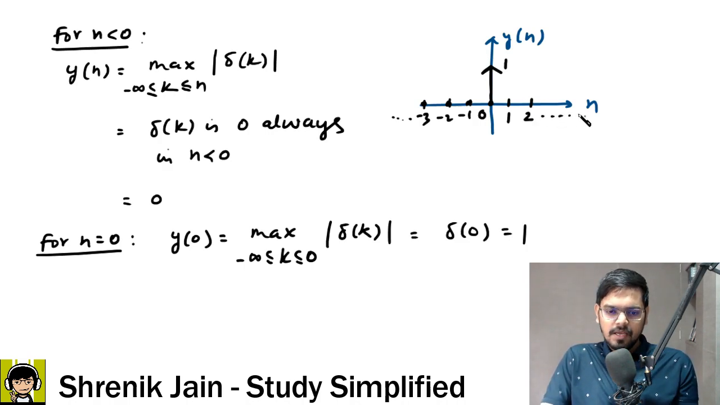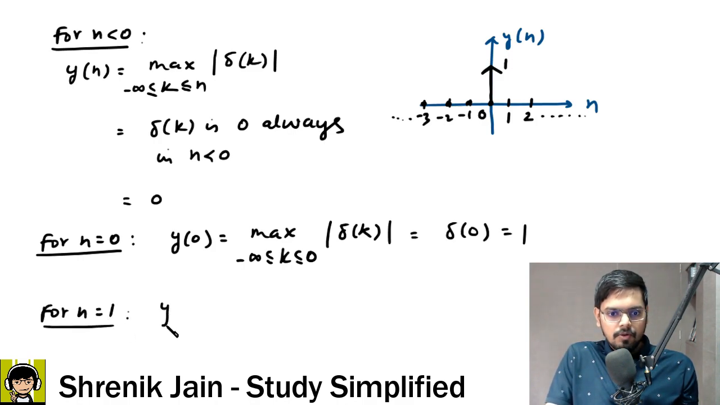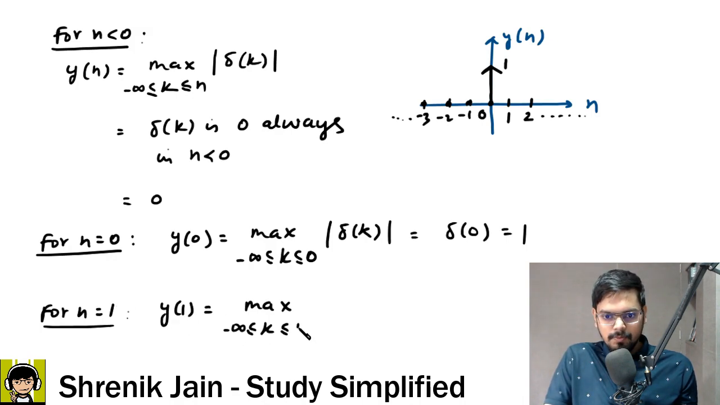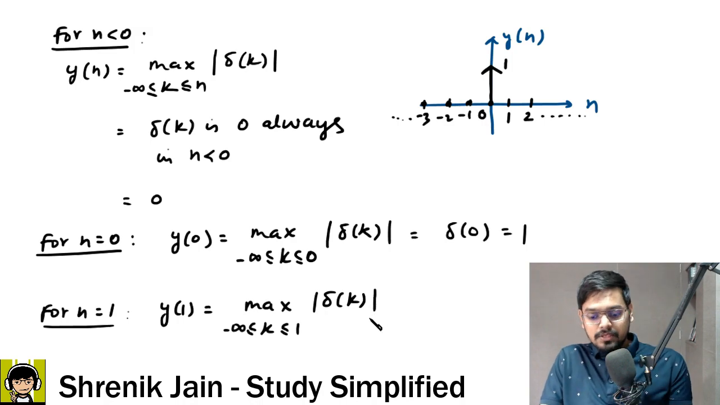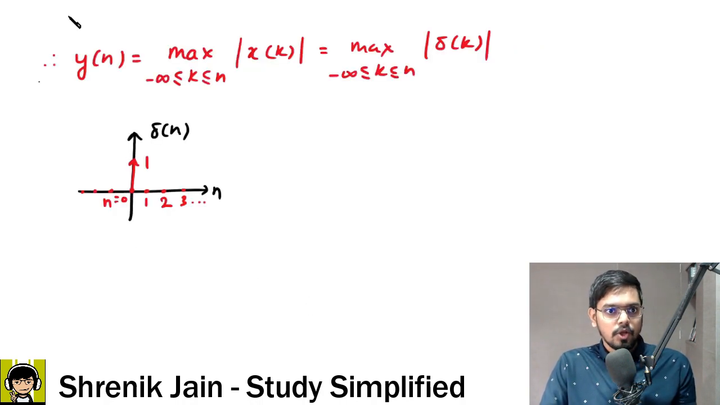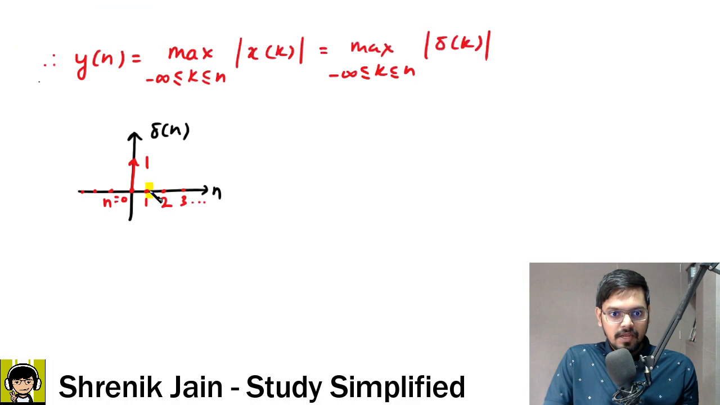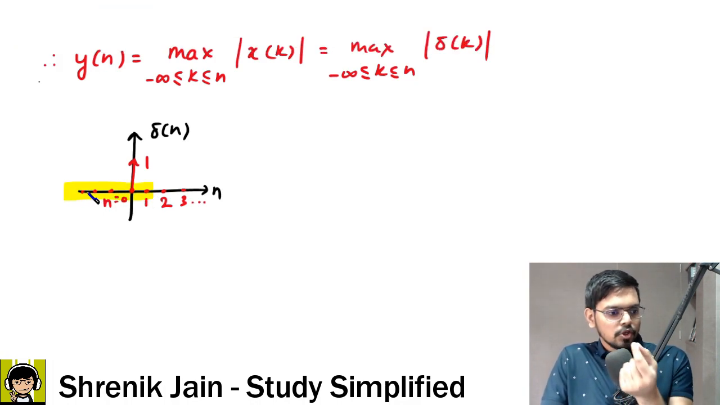Now you will say, sir, for n is equal to 1, y of 1 is equal to maximum over k greater than equal to minus infinity, less than equal to n, but n is 1, so let me write it here 1, then mod delta of k. Again you will say, sir, go back and check. When you are saying that the range is from 1 to minus infinity, among all these samples, choose the maximum, then the maximum is at n equal to 0, where we have 1.